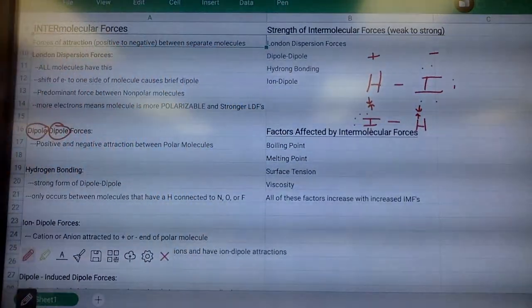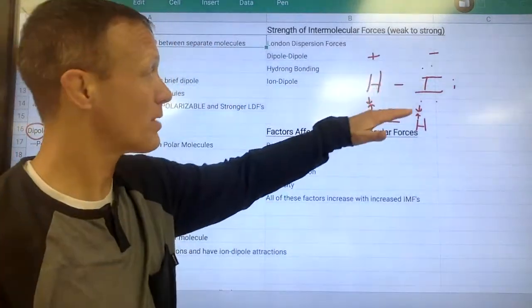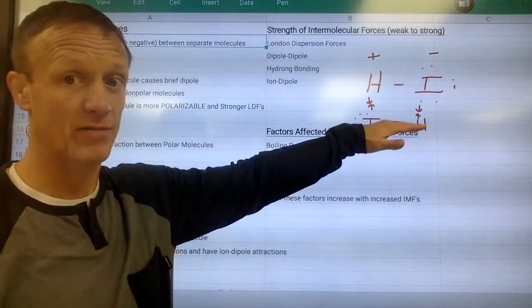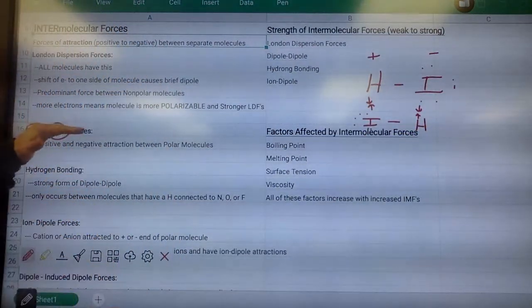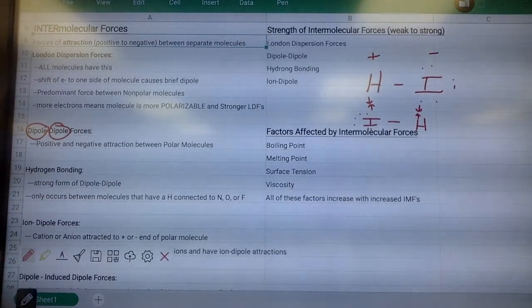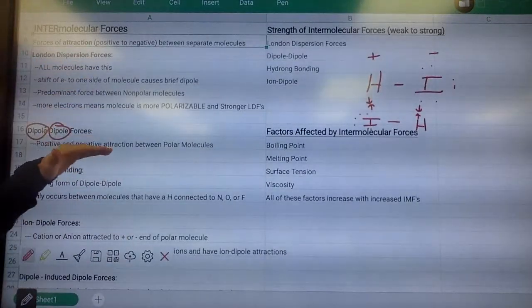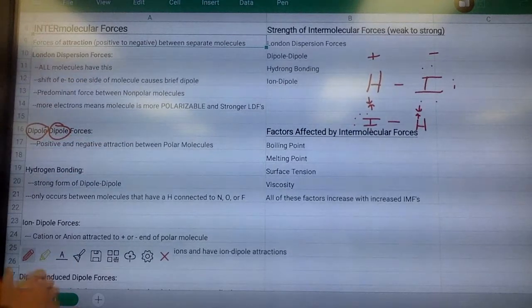So dipole-dipole forces. This is a dipole. It's got 2 poles, a positive and negative pole. Dipole-dipole just means the positives and negatives attract between them. Stronger than dispersion forces typically. Okay, now dispersion forces can be stronger than this, but in general, dipole-dipole is stronger than dispersion.